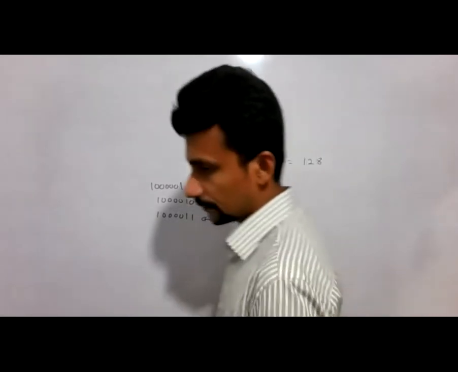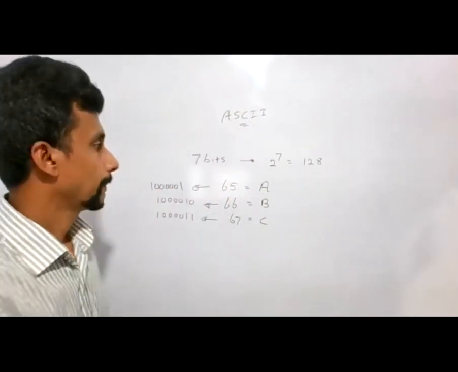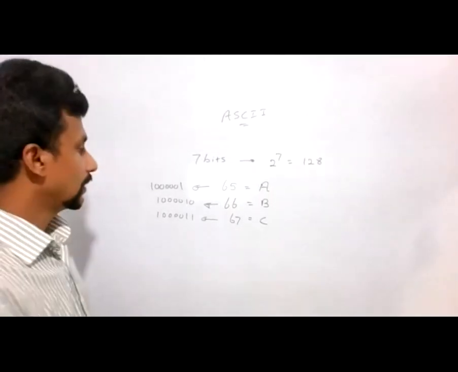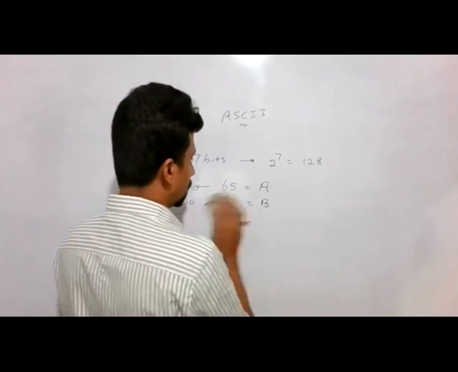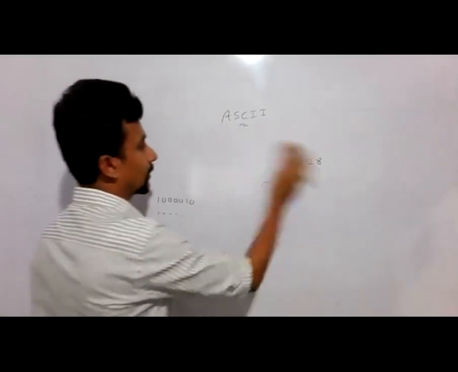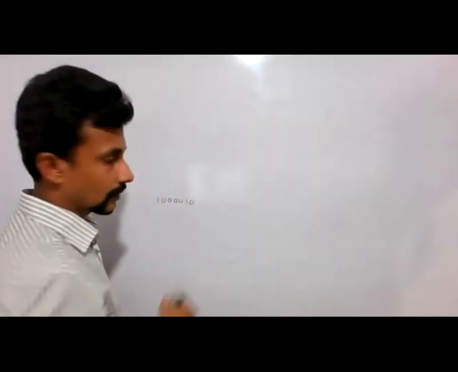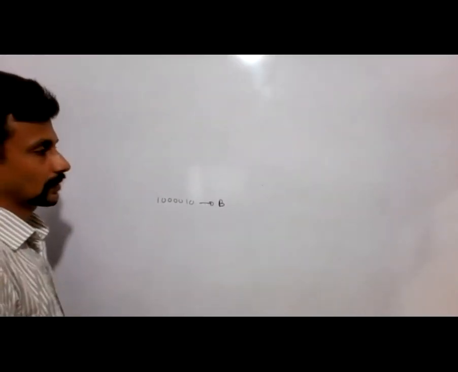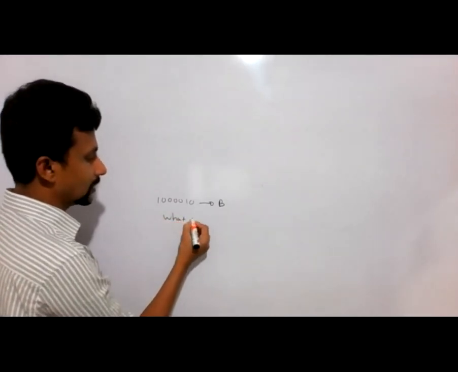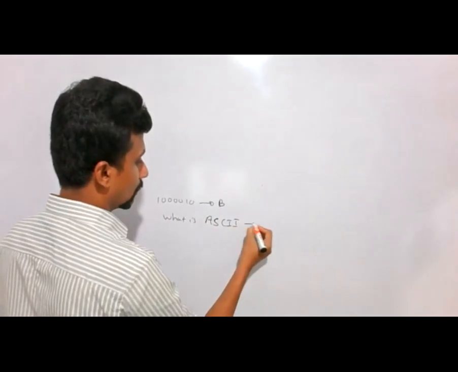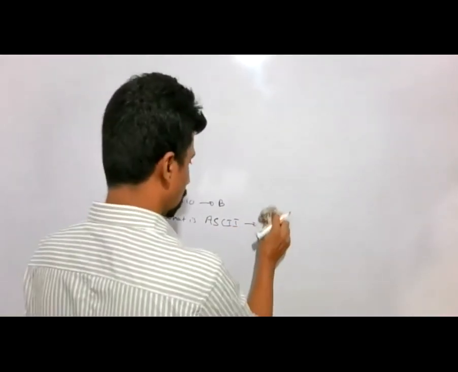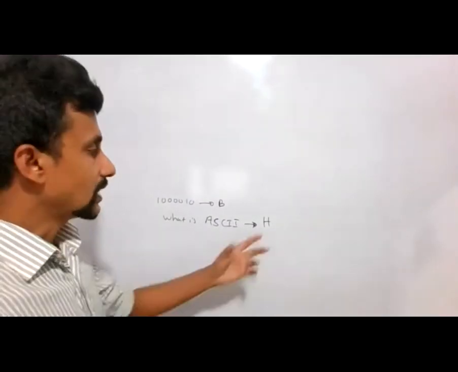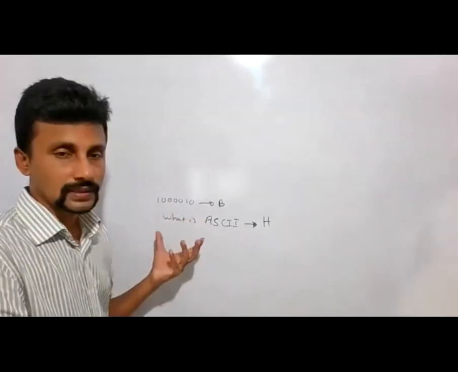Okay, write down a question. If B is represented with, write down this one, 1 0 0 0 0 1 0. What is the ASCII code for H? If B is represented like this, what is the ASCII code for H?